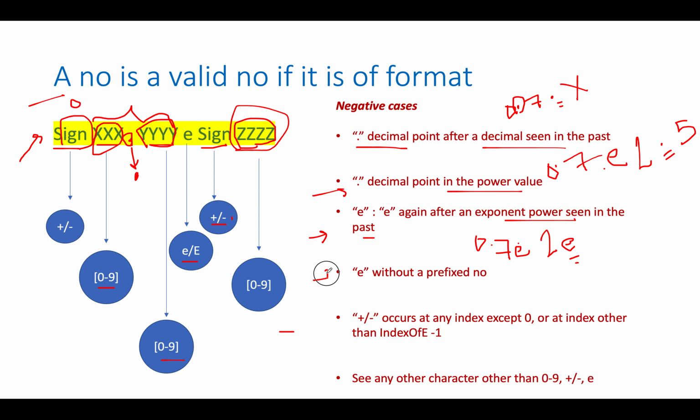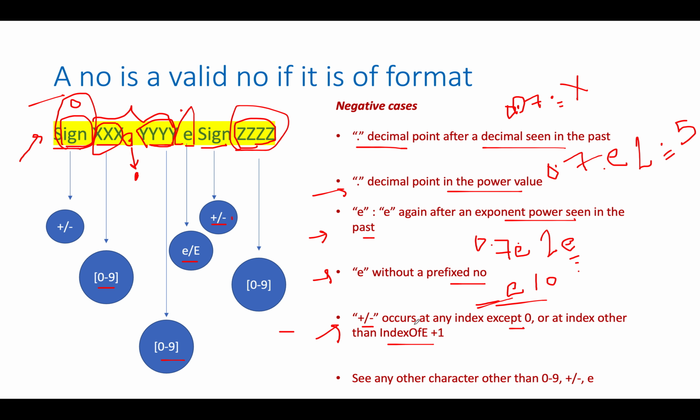Let's talk about the fourth case, e without a prefixed number. So what does it mean? You don't have the coefficient part and the number is starting something like e10. So it's not a valid number because there is no coefficient part of that number. So we'll reject and say it's a false case, it's an invalid number. So let's talk about the next case.